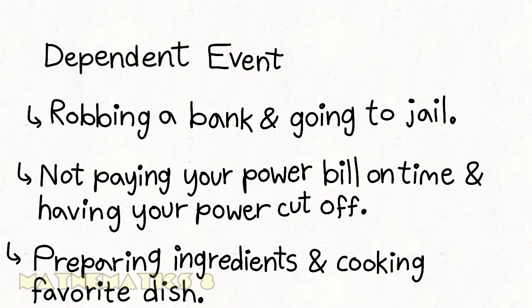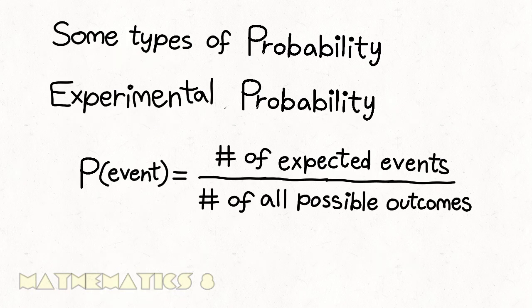Experimental probability. It is based on the number of possible outcomes by the total number of trials. It is the probability of an outcome of an event based on an experiment. The more experiments we do, the closer the probabilities get to the theoretical probability.